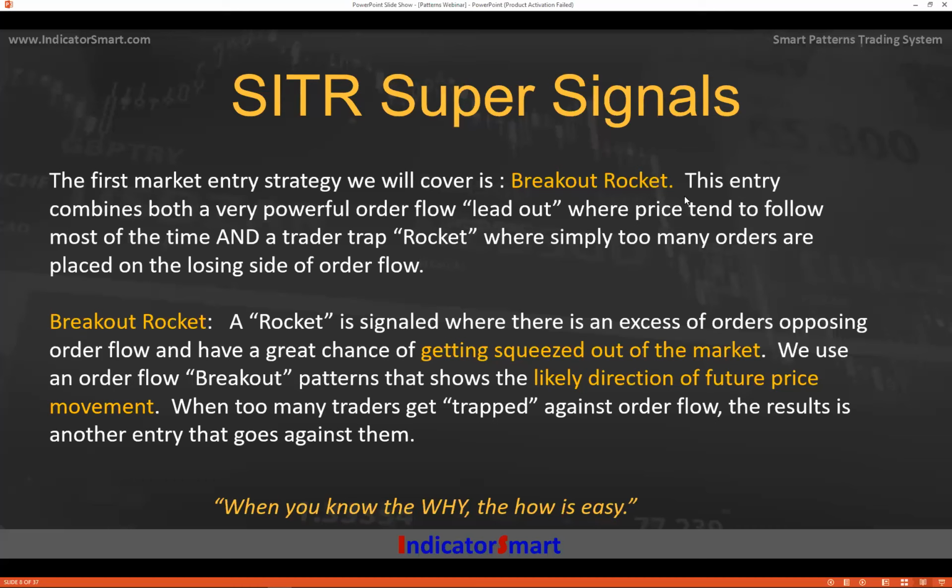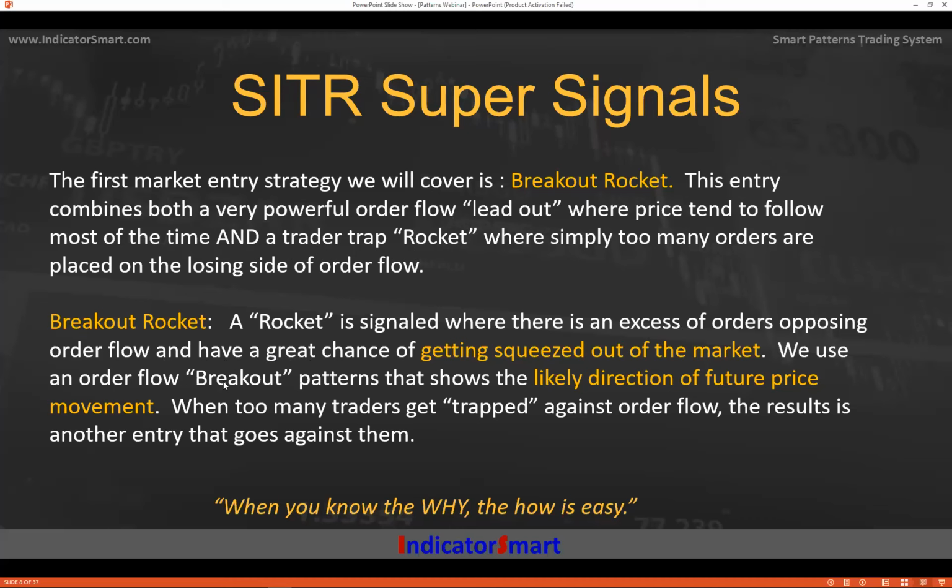So this breakout rocket combines order flow lead out, where price is going to follow order flow pretty much across the board, and a trader trap rocket. Of course, there's just too much new money on the wrong side of order flow where they're going to get squeezed, and we're going to take advantage of that. So basically, a rocket is simply a signal where there's an excess of orders opposing order flow, and they have a great chance of getting squeezed out.